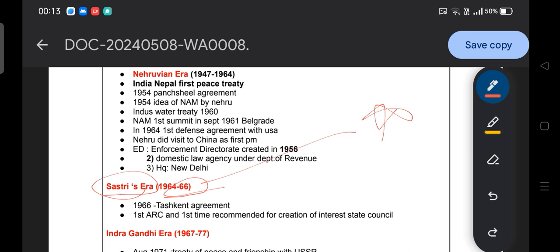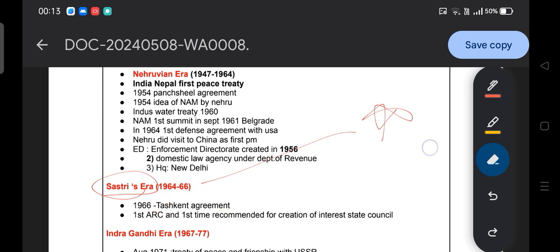You need to remember that the Tashkent Agreement was held during the time of Shastri, in 1966. With whom? India and Pakistan, okay. In Uzbekistan, the Tashkent Agreement was held.